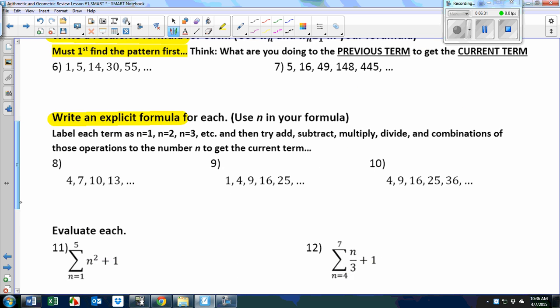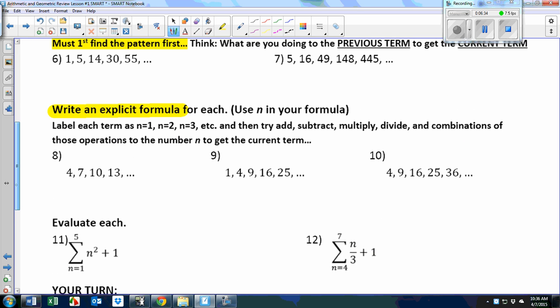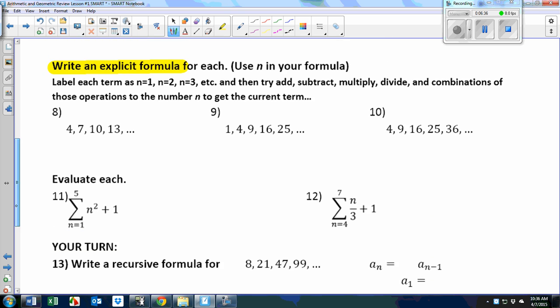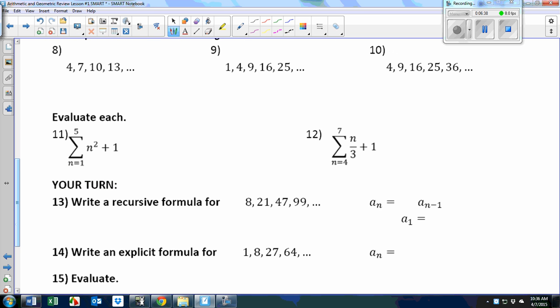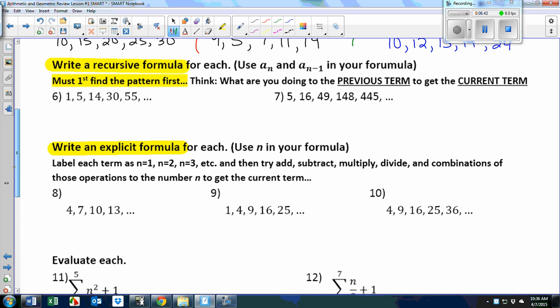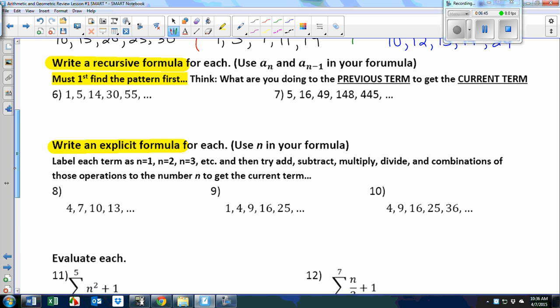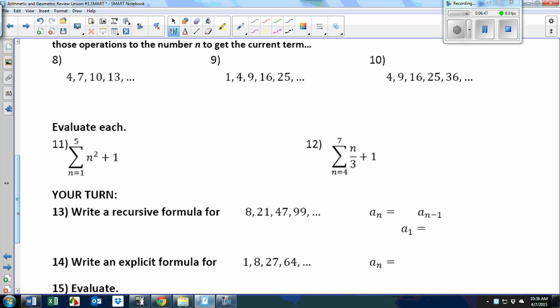Let's scan down here. I'm actually going to skip 6, 7, 8, and 11 and 12 for now, and depending on the time on the video, I may stop. But number 11, evaluate each. Find the sum of this formula starting with 1, stopping with 5. In number 12, we're going to use this formula, start with 4, stop at 7. So chug, the quickest way to evaluate these.